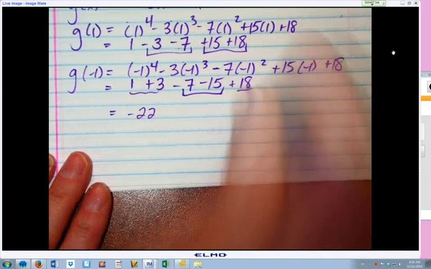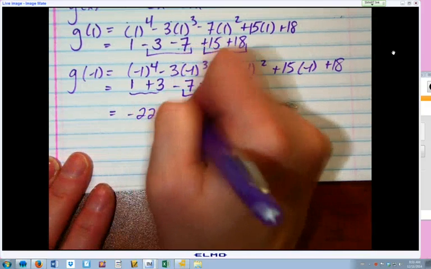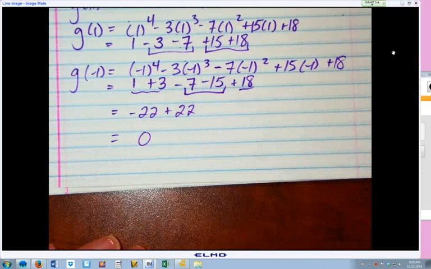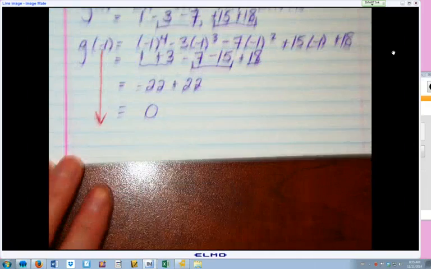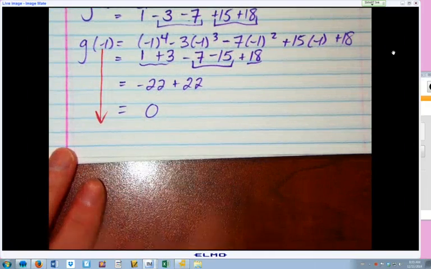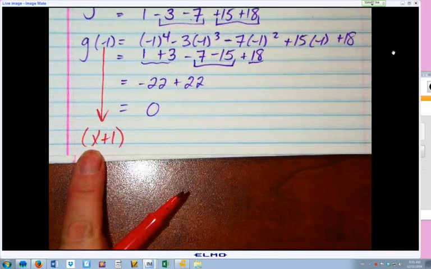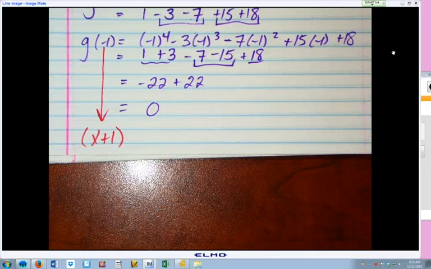Then my brain puts all the positives together. So 1 plus 3 plus 18. Ooh, and then we're happy. Why are we happy? What does that tell you about minus 1? And what would the actual factor be? And I like to just write it here, because when we get down to the last step of factoring, people will forget about this first factor. So I like to write it down so it's bright, it's red, I can see it when I get my final answer.